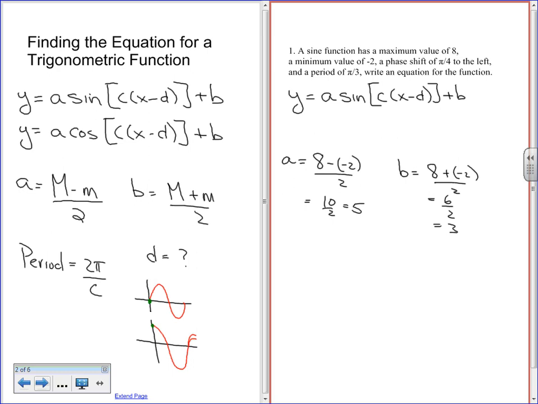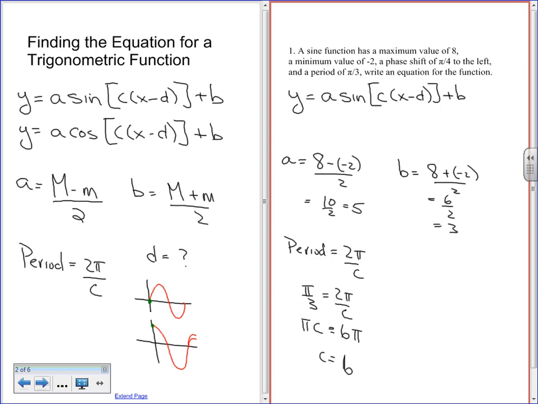The C value can be found by using the relationship that the period is equal to 2 pi divided by the C value. In our example, the period is pi over 3. So I put pi over 3 in place of my period. And then I just have to solve this equation for C. Because it's two fractions equal to each other, it's really a two-term proportion. I can cross multiply. So C times pi is pi C. 2 times 3 is 6. And then we have our pi. Divide both sides by pi.